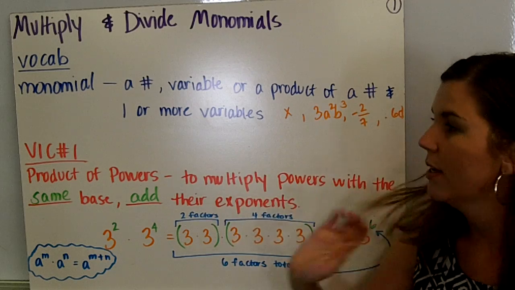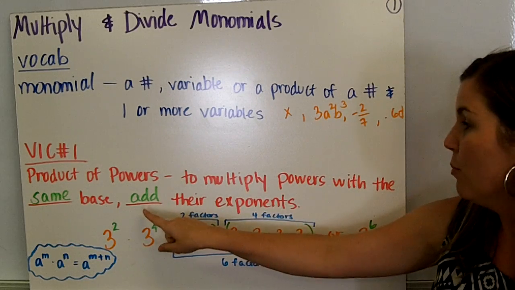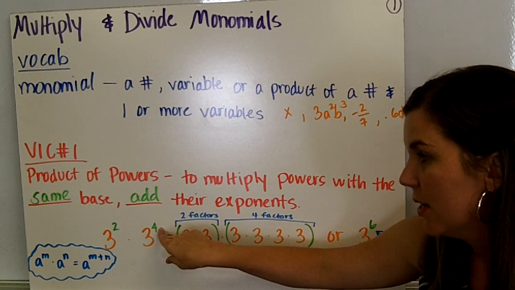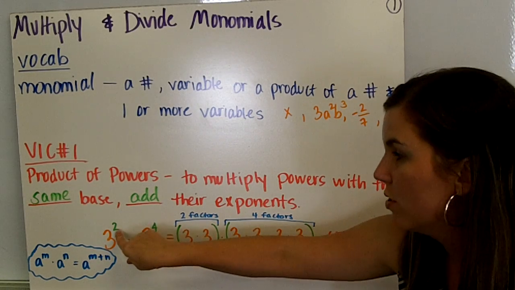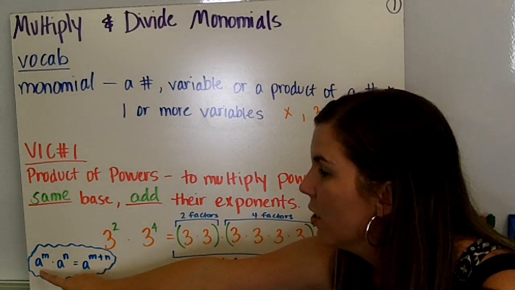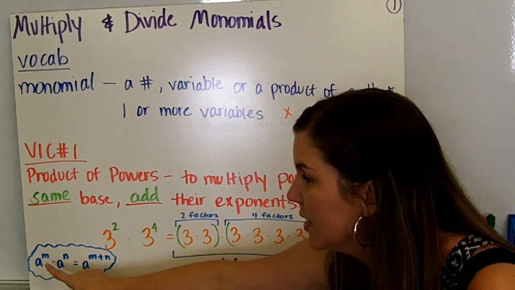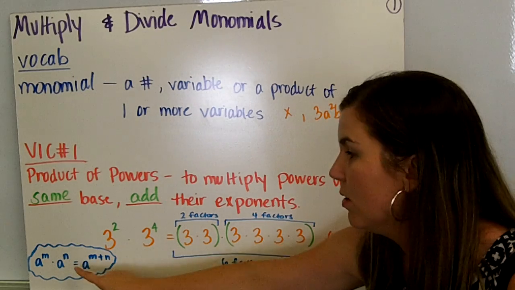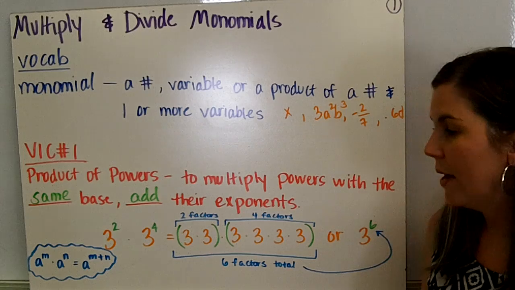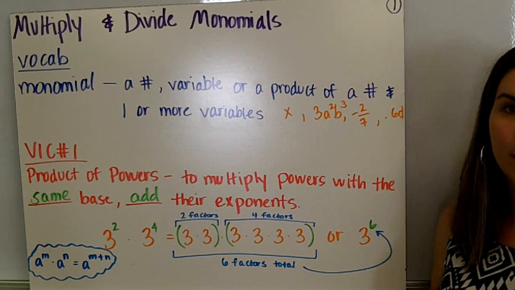Now there's a shortcut to this. If you use the vocab, when they have the same base and you're multiplying, you're going to add their exponents. So 3 to the second times 3 to the fourth, you say 2 plus 4 gives you 6. And here it is in algebraic form. A to the m times a to the n equals a to the m plus n. You just take the exponents, add them together. Base stays the same.